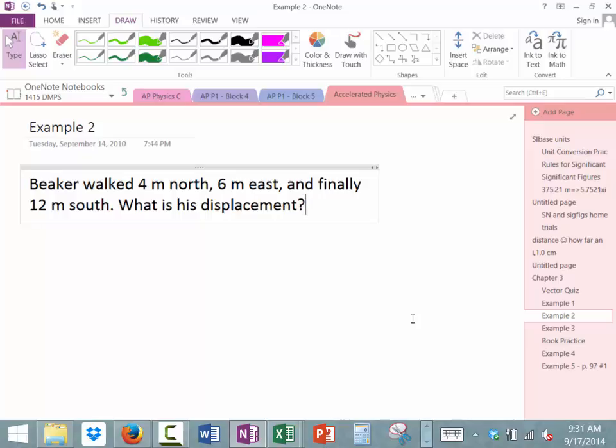Here, walk 4 meters north, 12 meters south. What is the total displacement?